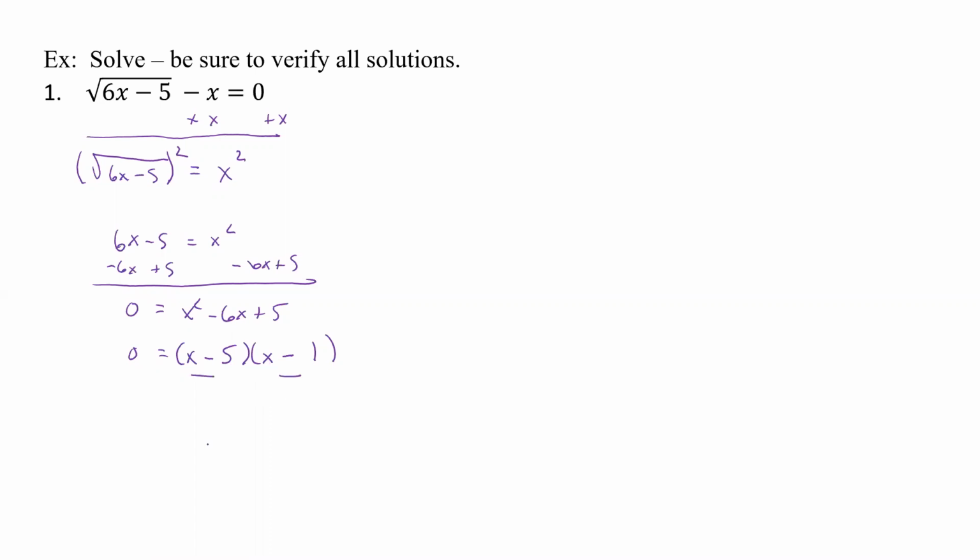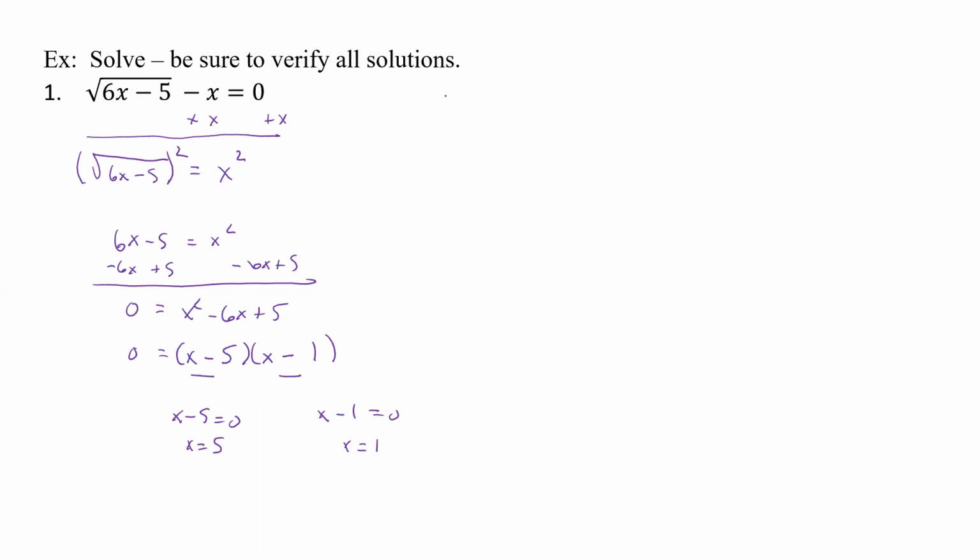Each of these factors equal to 0, so x minus 5 equals 0, and x minus 1 equals 0. So here x is equal to 5, taking the 5 over, and here x equals 1, taking the 1 over. Now we have to check and see which one or both or neither one works.